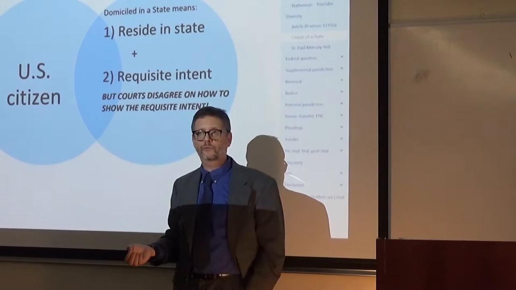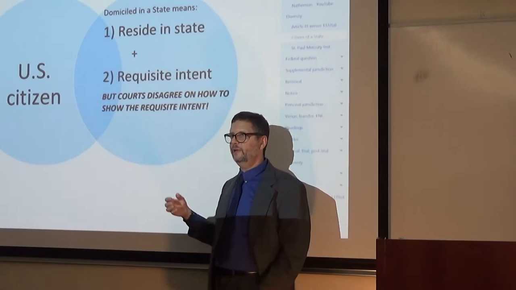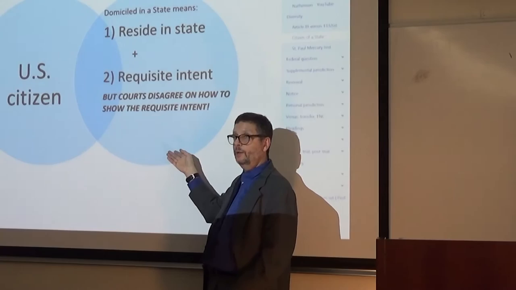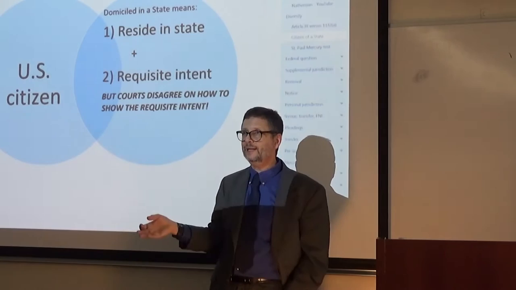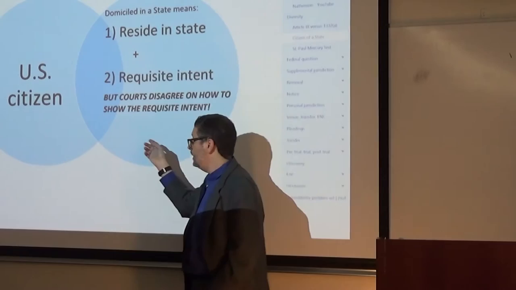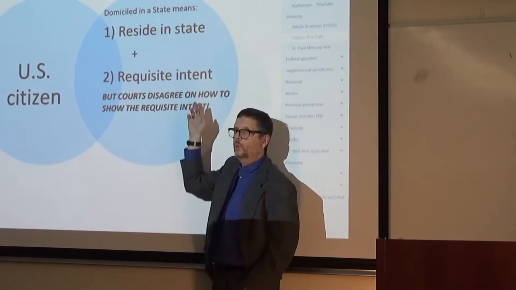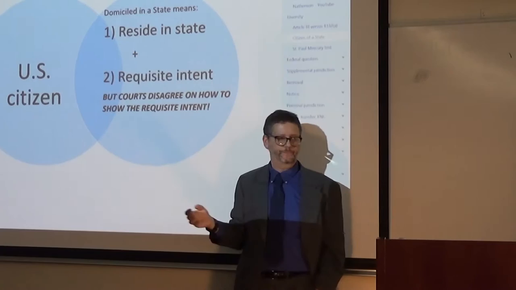For instance, if I moved here for a one-year job with the plans of returning to Pennsylvania after a year, then I would reside here for a definite period of time. And under that test, I would not be domiciled in Florida. But if I move here with the intent of staying here open-endedly, now I have residence in Florida with the intent to stay here indefinitely. So me, born in Pennsylvania, a U.S. citizen, currently residing in Florida with the intent to stay there indefinitely, I am a citizen of the state of Florida. That's how you measure citizen of a state.